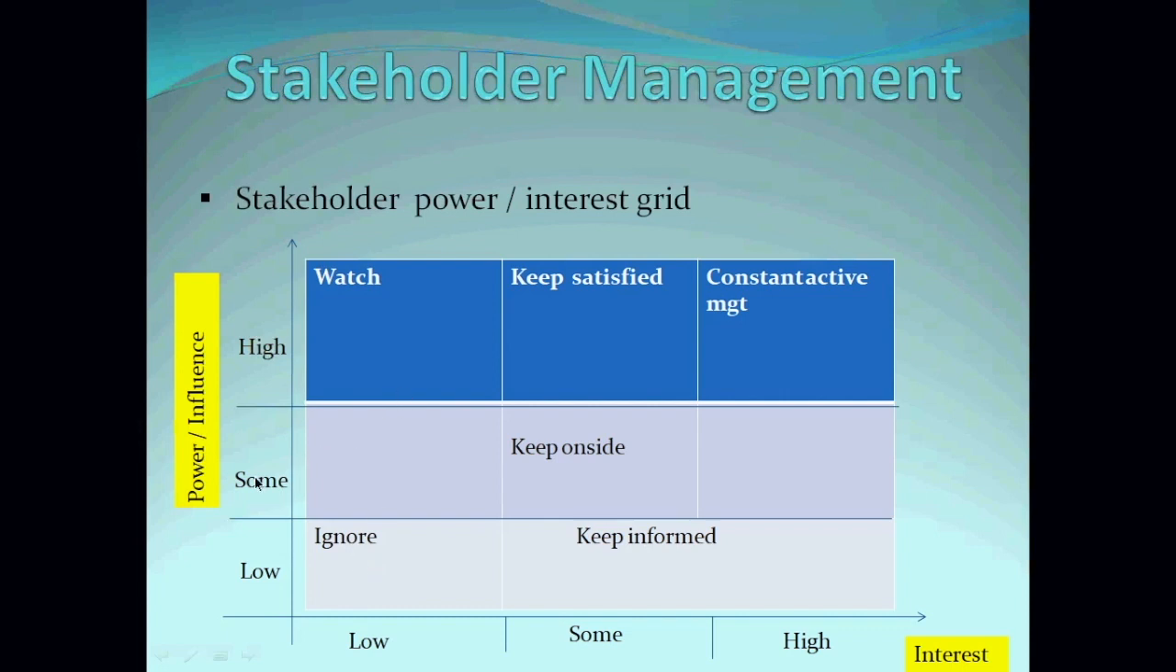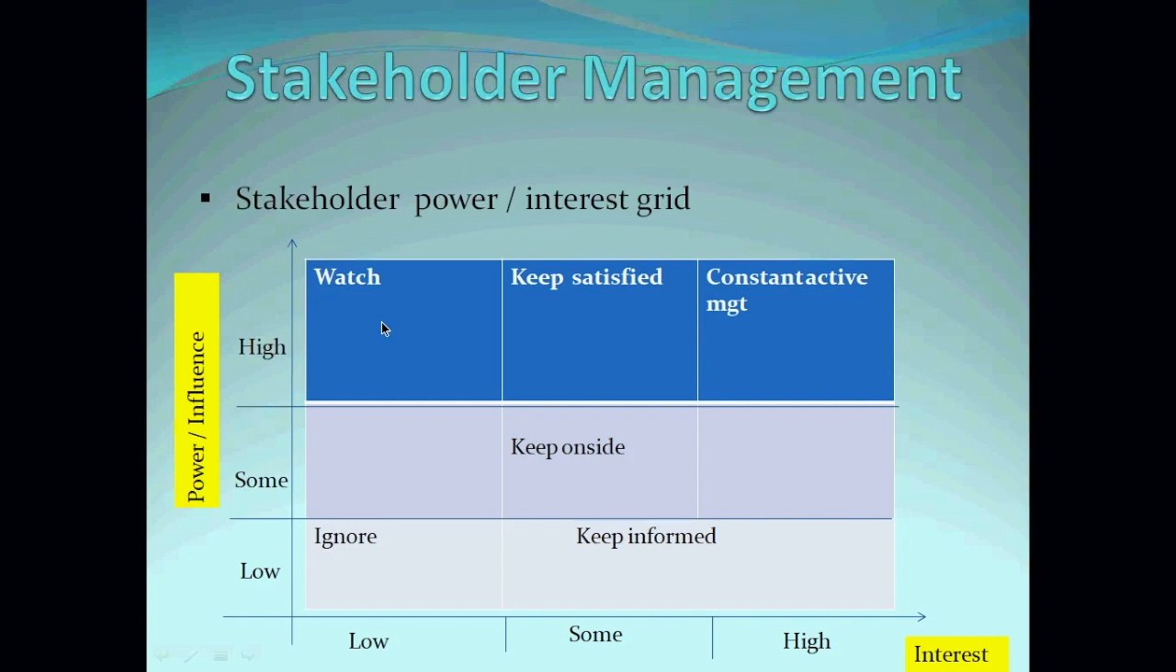And you have some people who have some power or influence, but low interest. So you have to keep them on side. You have to make sure you have their buy-in and manage them properly. Then you have some stakeholders with high influence. There are some people without whom the project cannot succeed. Because of their influence on the project, you need to make sure you watch them. That's why you watch them.